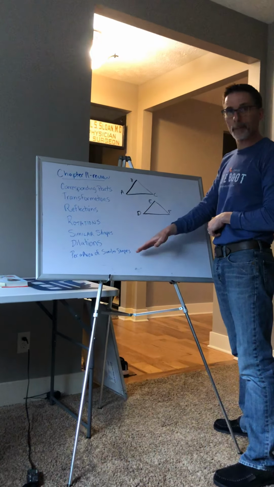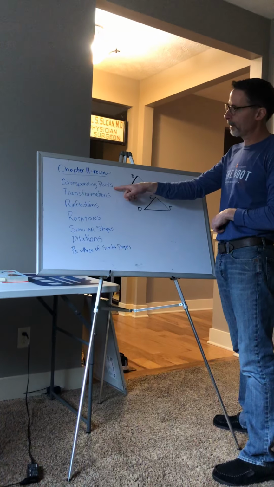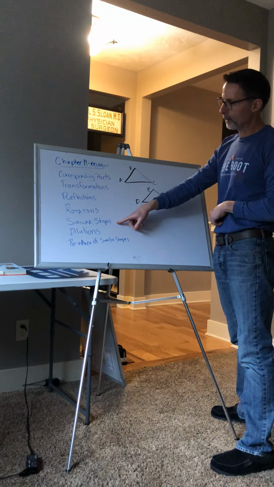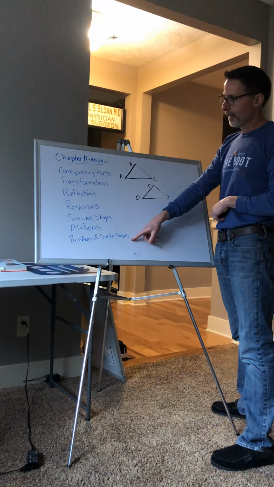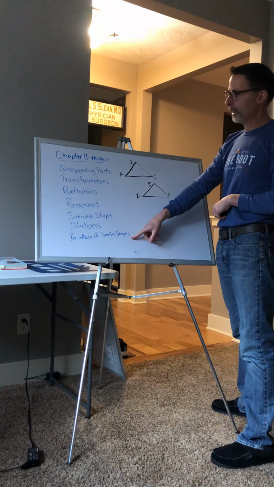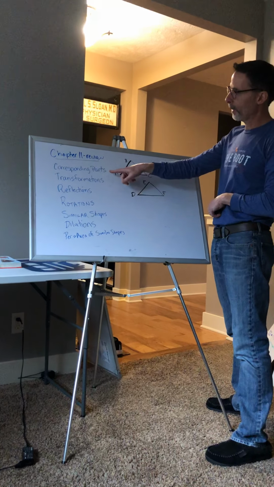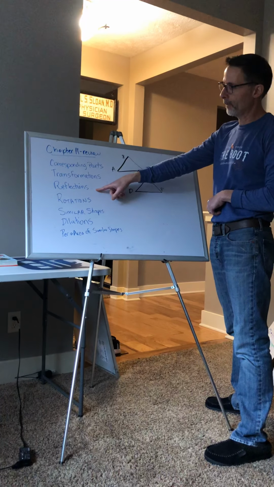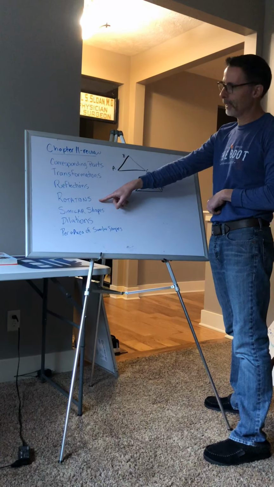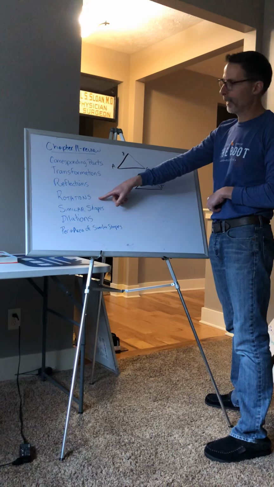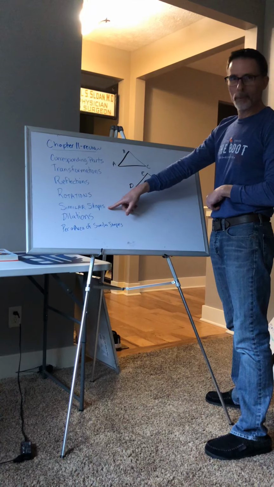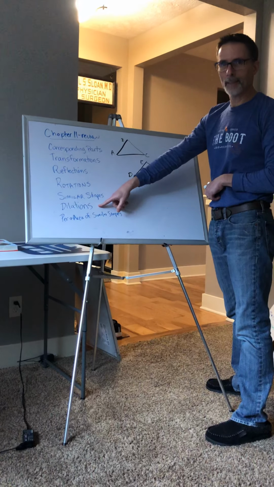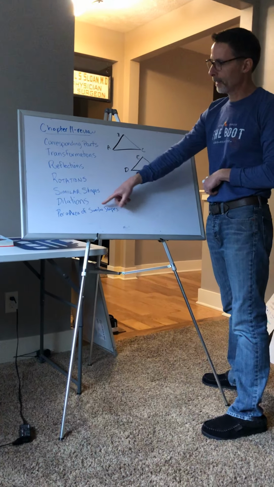These are all the topics in chapter 11: corresponding parts, transformations, reflections, rotations, similar shapes, dilations, and perimeter and area of similar shapes. Now, before we left, we talked about corresponding parts, transformations, and reflections. We spent a day on rotations. We're not going to be very good at those. Similar shapes is something we've done a few times this year. Dilations is an easy concept I'm going to try to make you understand here in the next few minutes.